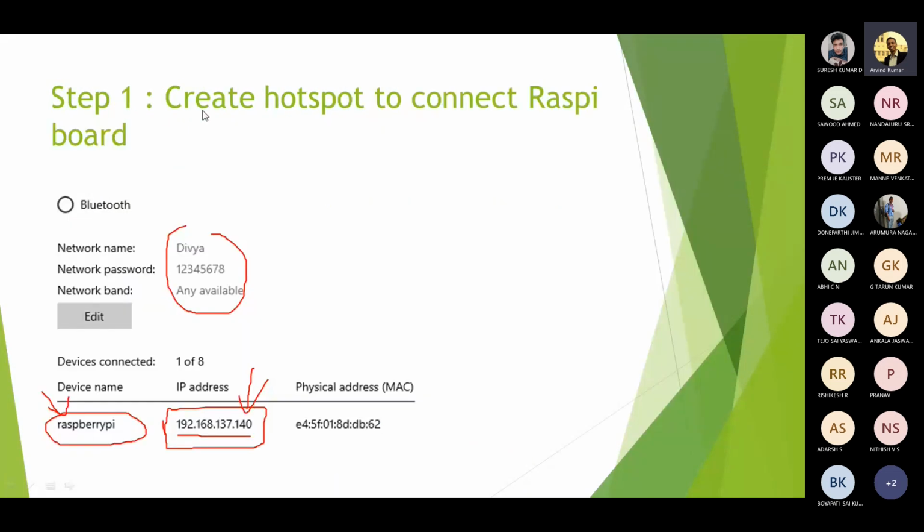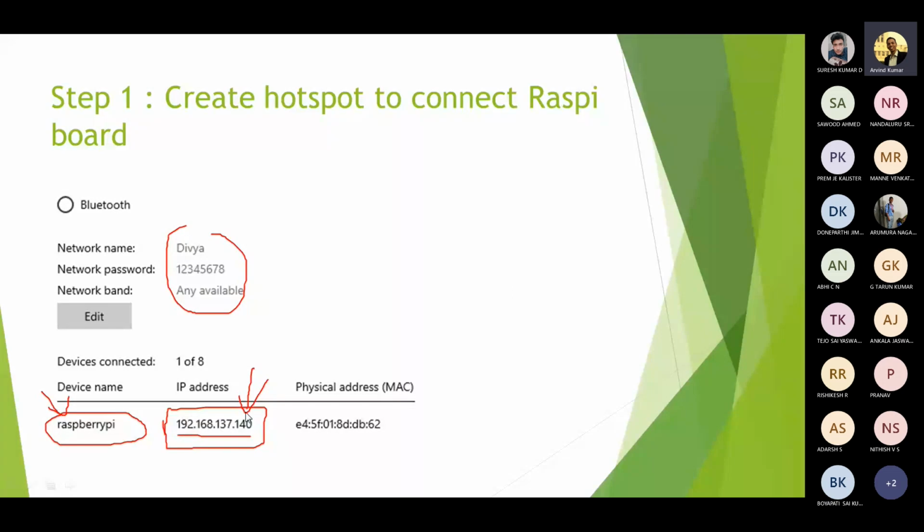Once you have downloaded them, the first step is to create the hotspot to connect the Raspberry Pi board. It's very simple. You just go to your network settings in Windows 8, and you will get an option to create a hotspot in your laptop. You just have to click that, change the network name and network password, and then wait for the Raspberry Pi to connect. You have to give power to your board, and then the board will be connected to your laptop. You will get an IP address showing that it is connected.